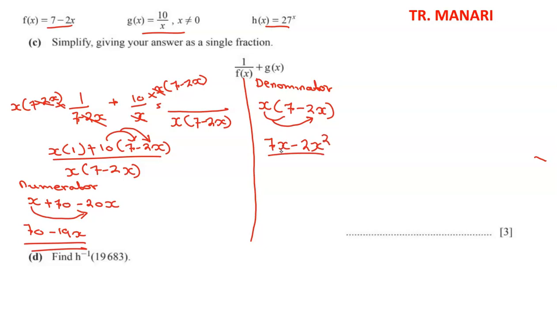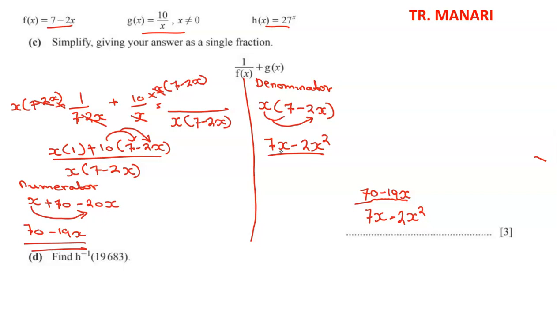We now combine the numerator and the denominator. The numerator is 70 minus 19x, and the denominator is 7x minus 2x squared. Simple as that. That is how we solve that question. It's a simple algebraic function, which we're just solving as simply as that.